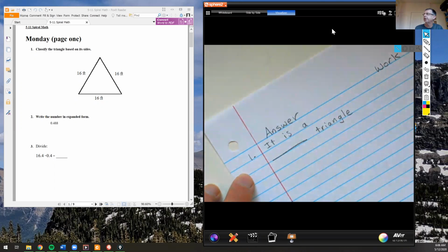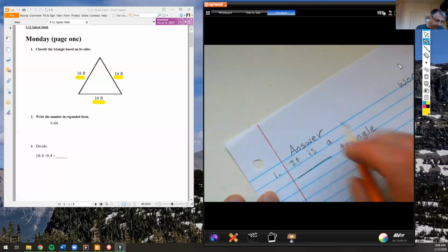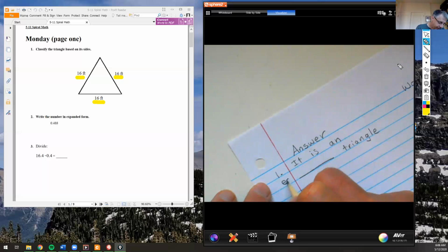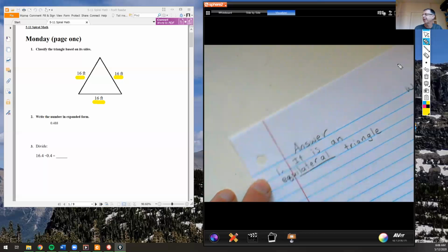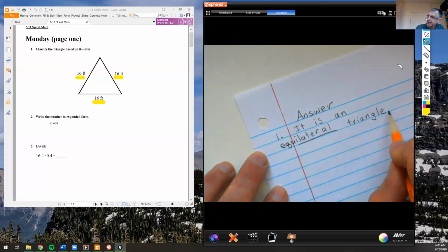Since when I look at the sides, each one of them is actually the same. It's 16 feet, 16 feet, and 16 feet. That means that all three sides are the same, and when they're all equal, they're all congruent. It is an equilateral. I moved over to the side because I ran out of space on my line. It is an equilateral triangle. And try to spell it correctly. Equilateral triangle. And I'll put a period at the end of my sentence.